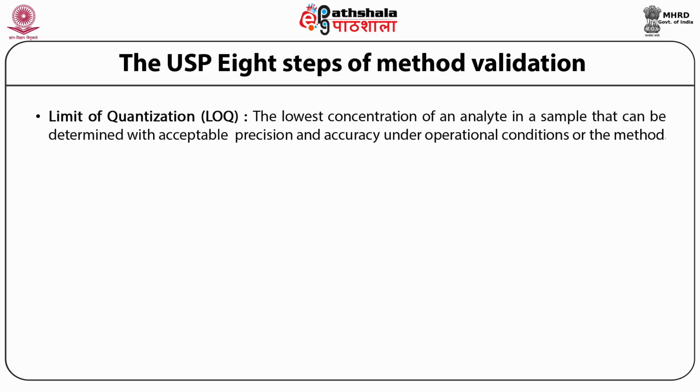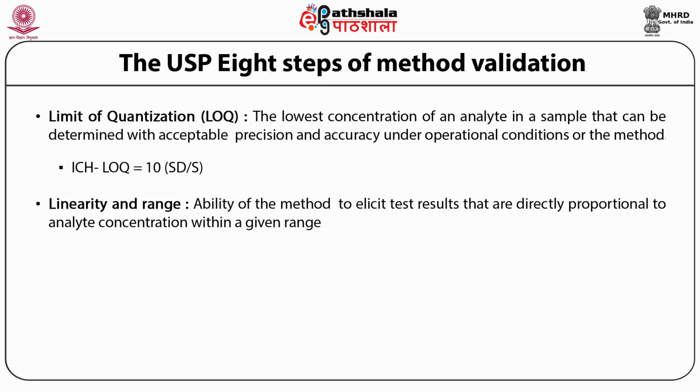Next comes limit of quantitation. This is a very important factor which is going to determine the accuracy of your method. It is the lowest concentration of an analyte in a sample that can be determined with acceptable precision and accuracy under the operational conditions of the method. According to ICH, LOQ is equal to 10 into SD by S. Here you can use 5:1 as a signal to noise ratio for limit of quantification, and using this you will be able to decide up to what concentration your method is capable of detecting the analyte.